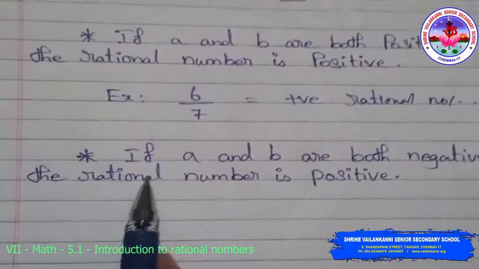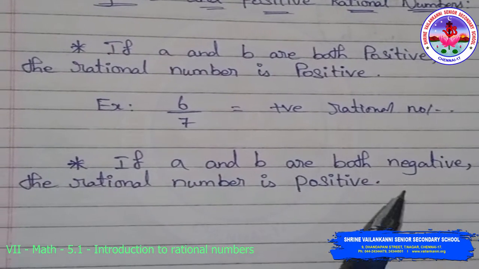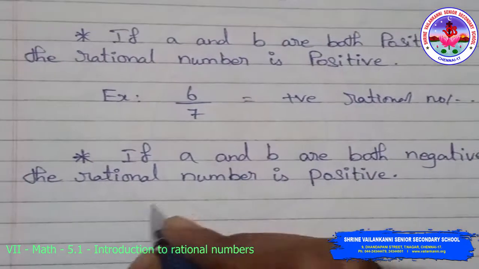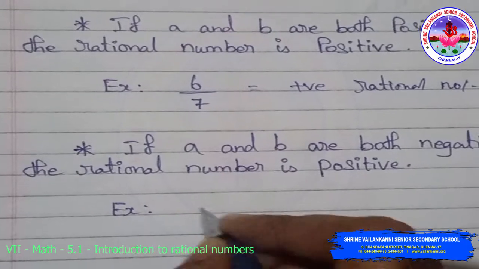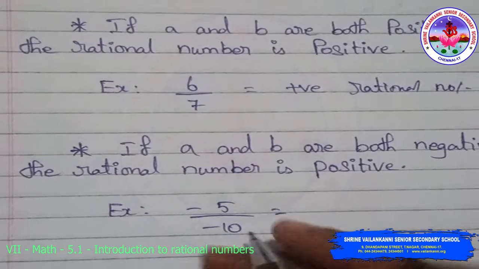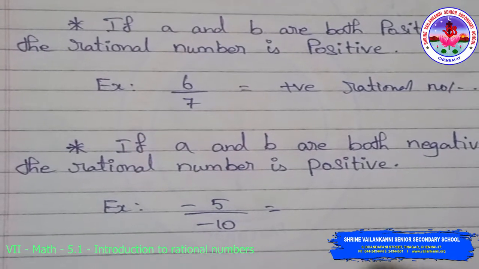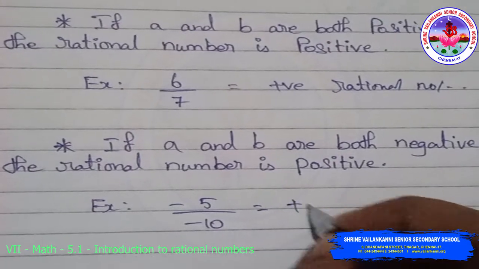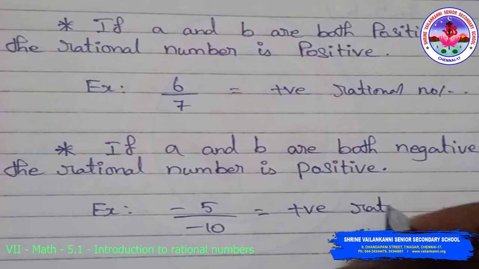So it is a positive rational number. The second point, if a and b are both negative, the rational number is positive. Example, negative 5 by negative 10. Here the numerator is negative and the denominator is also negative. Negative into negative is positive, so it is a positive rational number.